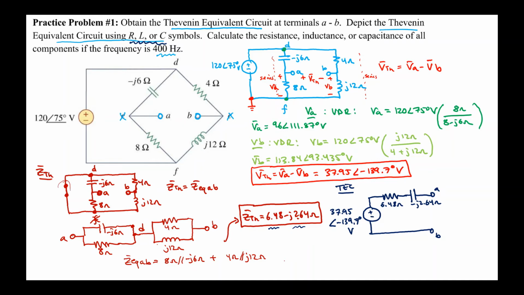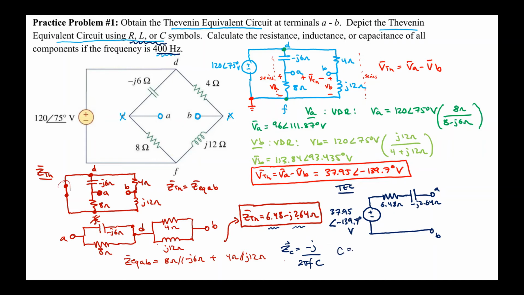Lastly, they wanted us to actually calculate the values of resistances, inductances, or capacitances if the frequency is 400 Hz. The resistor's impedance is not related to the frequency. Only the capacitor's impedance is related to the frequency. Remember that ZC equals negative j divided by 2 pi f C. I know ZC in this case, so I can solve for C.